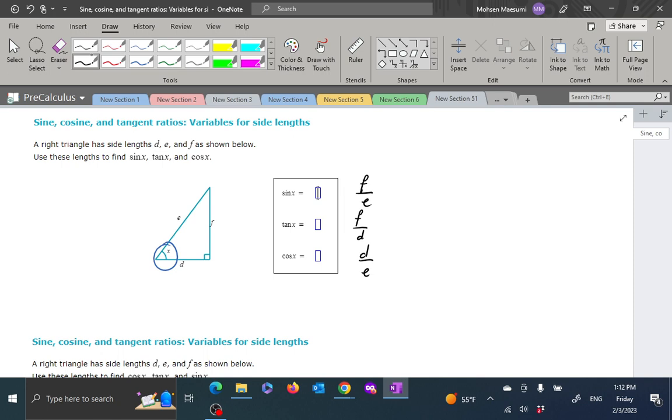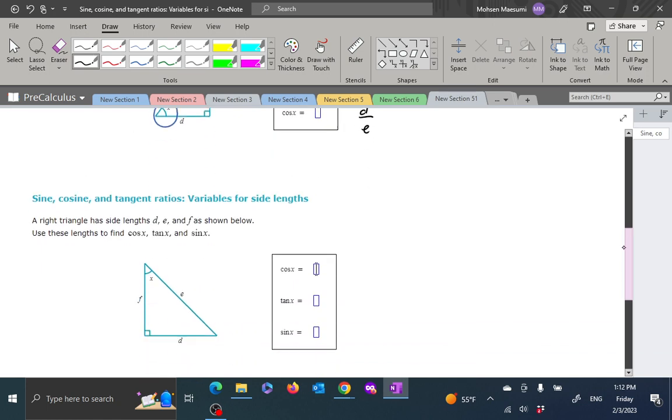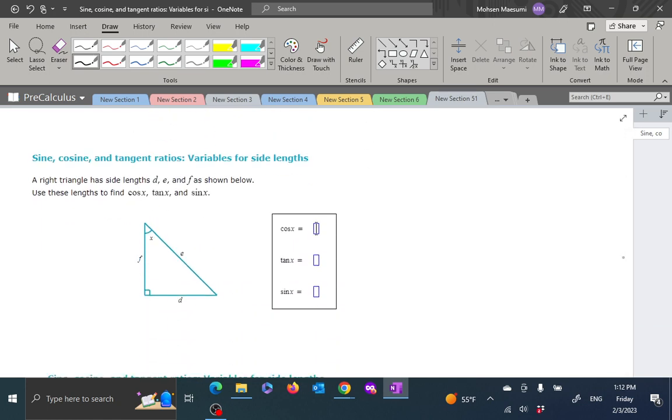So you want to pause the video and answer the question here. Again, if you have any doubts about anything, rewrite the definition of all 6 from scratch, and then repeat the process. So here's our X.